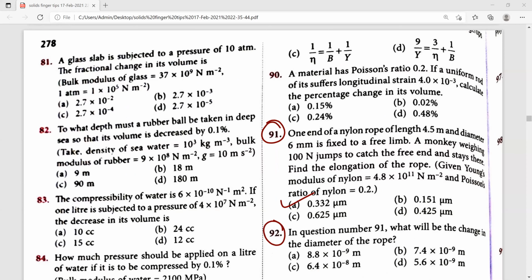So 92nd one. Under question number 91, what will be the change in diameter of the rope, they have asked. Here we use the formula sigma is equal to delta D divided by D whole divided by delta L divided by L, or delta D is equal to sigma D delta L divided by L. Substituting, we are getting 8.8 into 10 to the power of -9 meter. I hope you got all these questions.